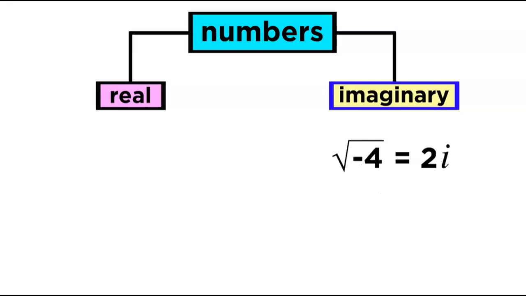The square root of negative 4 would be 2i, because negative 4 is equal to 4 times negative 1. So this radical could be split up into root 4 times root negative 1, which is therefore 2 times i, or 2i.